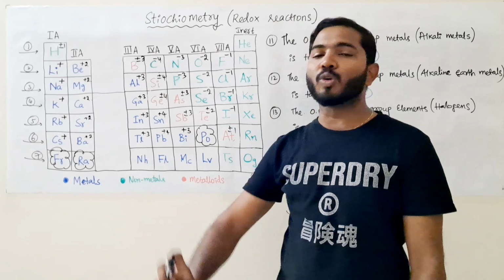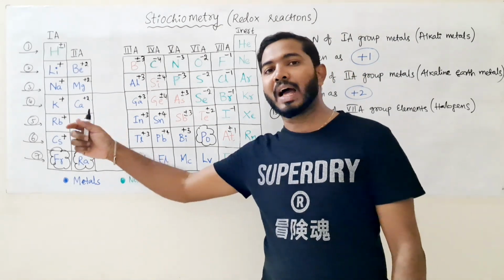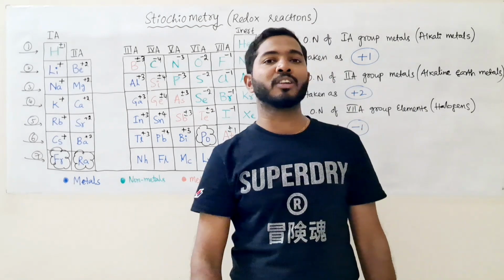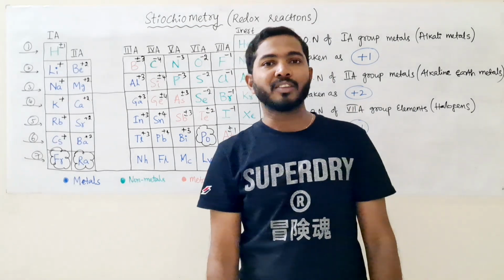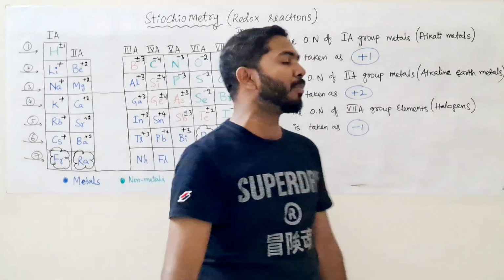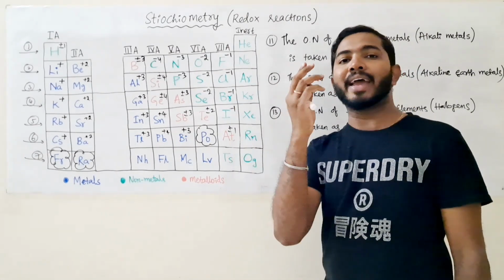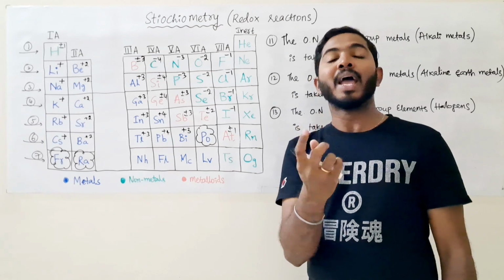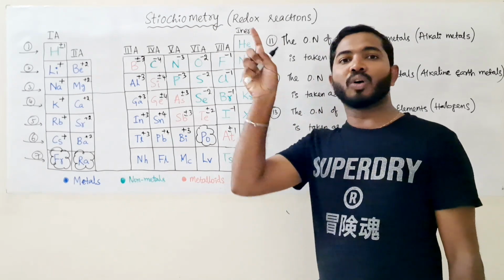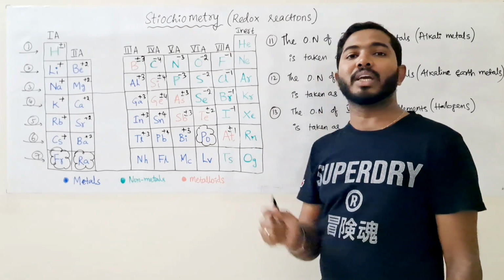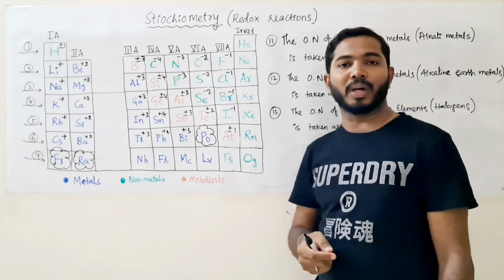Similarly, the second A group metals are called alkaline earth metals. Since they lose 2 electrons, their oxidation number is taken as +2. Similarly, when it comes to 7th A group elements, they are called halogens. Since they are non-metals and have 7 valence electrons and want 1 electron, by gaining that 1 electron they get a -1 charge. So that's why their oxidation number is -1.